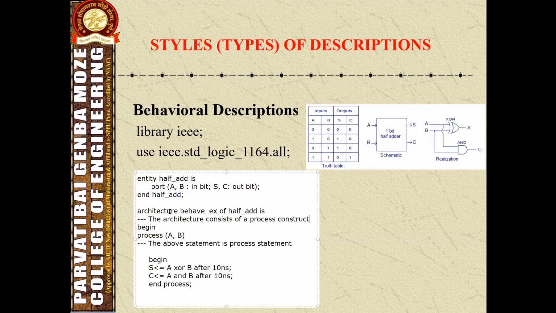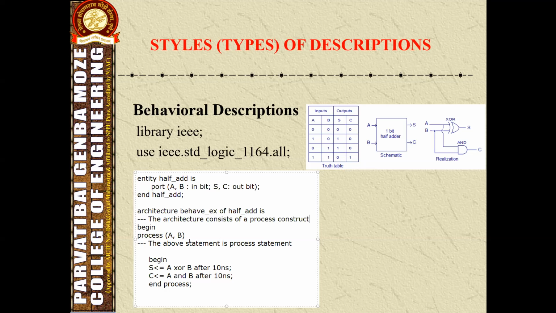For this entity, I am going to write the architecture here. The above architecture consists of a process construct. Here we have to begin with the process. After the begin statement, we have to write process on A and B. These are the two input terminals, and all the things should be processed on them. After that we have to begin how the output will be obtained on the behavior of the input.